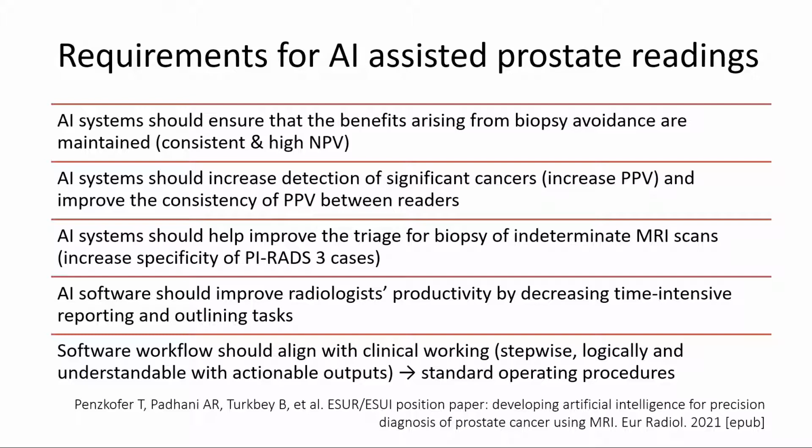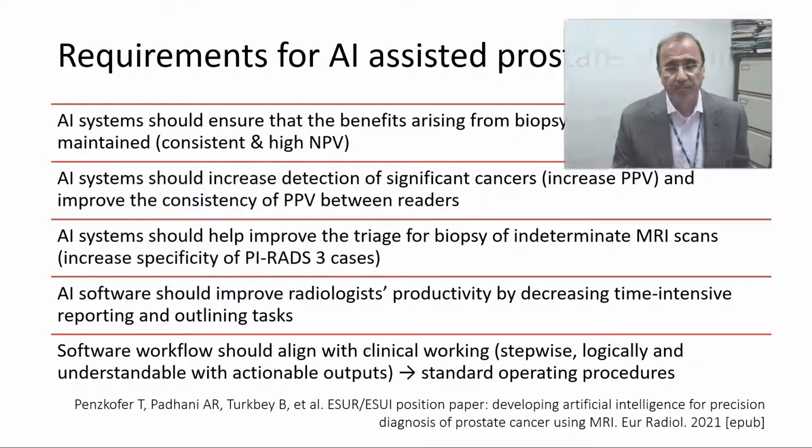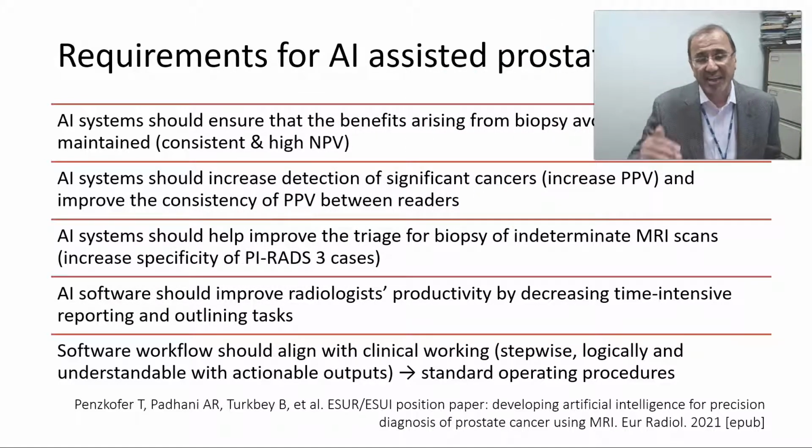So if you were to use AI to try to address some of these issues, what should the AI be able to do? Well, first of all, it should make sure that the benefits are delivered. And these benefits come from biopsy avoidance, as we said. So in other words, it should have a consistent and a high negative predictive value. Hopefully we can increase the positive predictive value, but importantly the consistency between readers should also be improved.